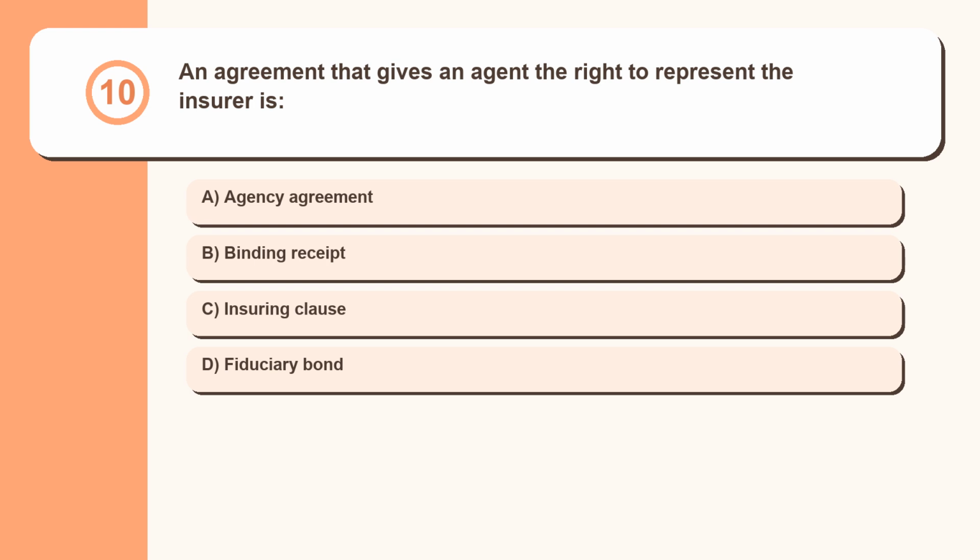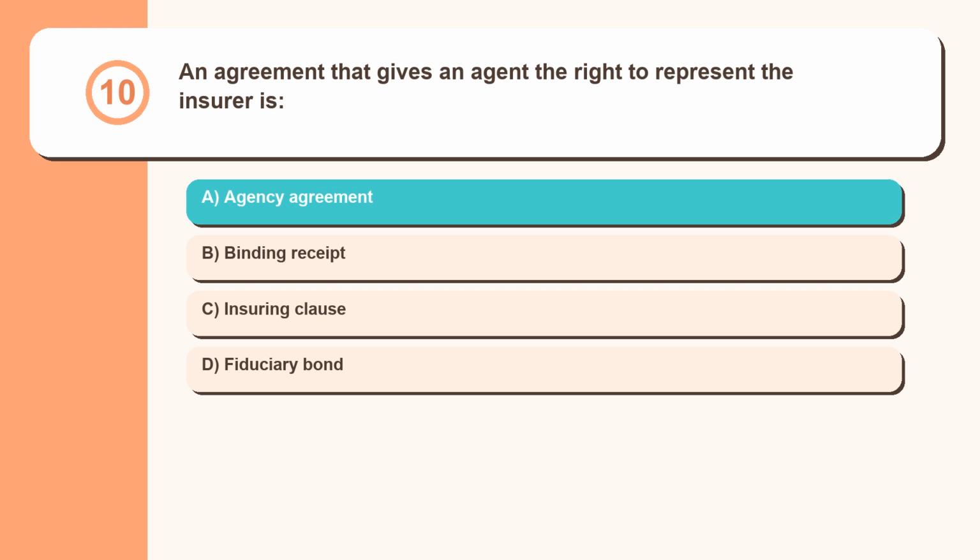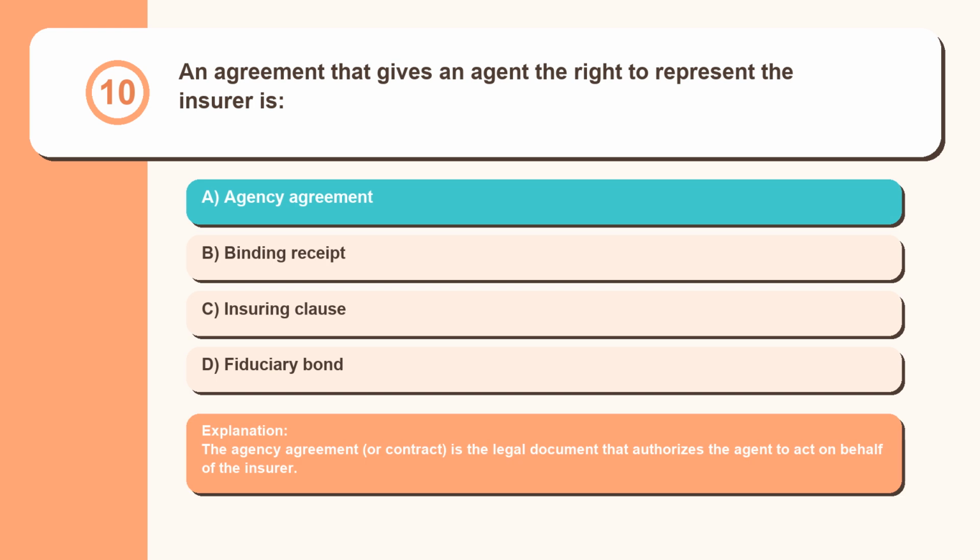Question 10. An agreement that gives an agent the right to represent the insurer is agency agreement, binding receipt, insuring clause, fiduciary bond. The agency agreement, or contract, is the legal document that authorizes the agent to act on behalf of the insurer.